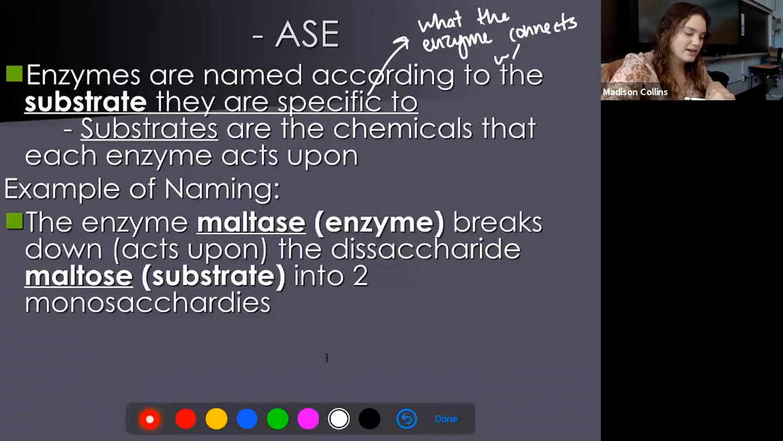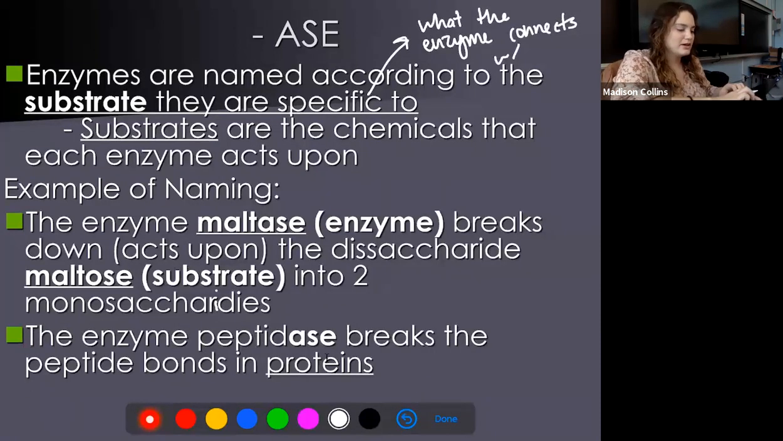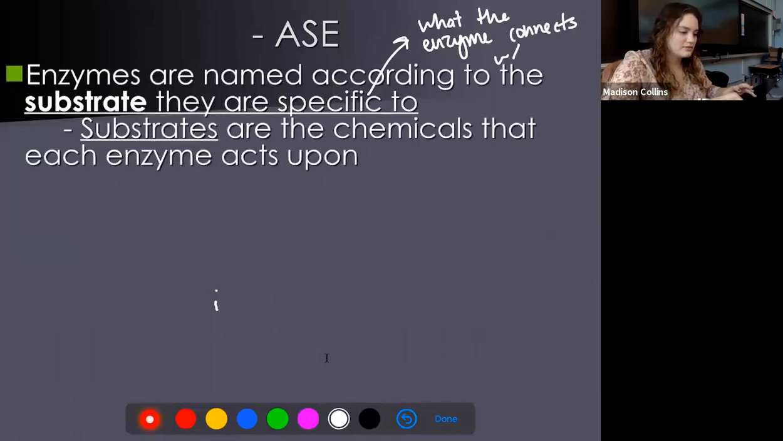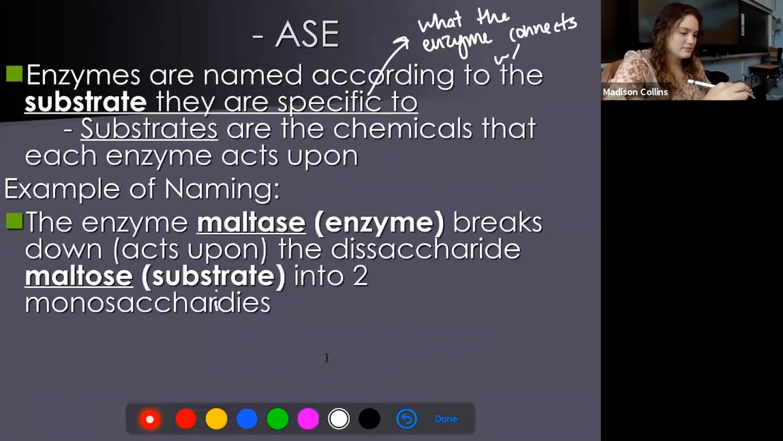That is spelled wrong. It's not monosaccharides, it's monosaccharides, okay? That's ugly. All right, we're making do.